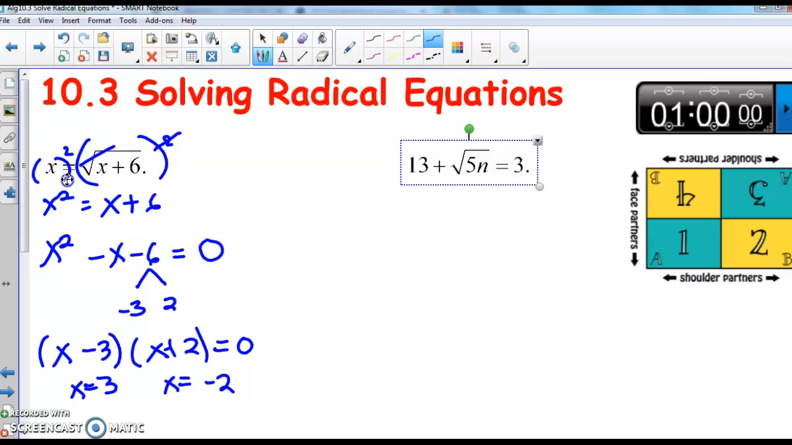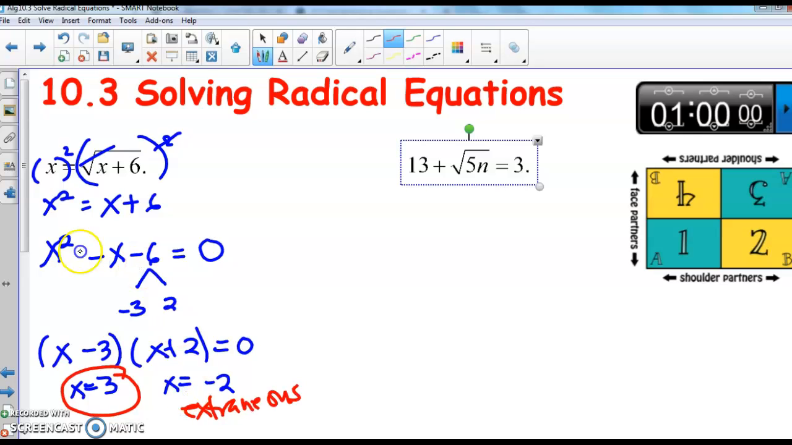So now let's check for extraneous solutions. Let's try 3 first. 3 plus 6 is 9. What's the square root of 9? 3. Okay, so 3 works. What about negative 2? Negative 2 plus 6 is 4. What's the square root of 4? Positive 2, right? So that means only x equals 3 is a solution, and this one is extraneous.